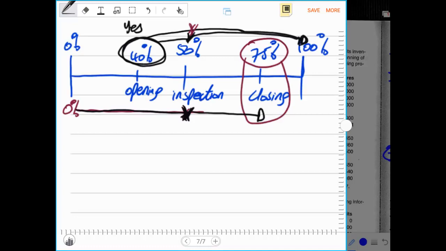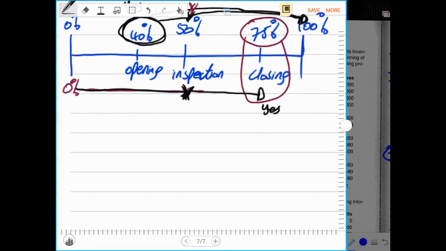Meaning now, opening, yes, will pass the point of inspection. Closing, yes, will pass the point of inspection. And if the answer is yes, they will pass the point of inspection, what do we do? We do nothing. It's only when they do not pass the point of inspection that we deduct. Therefore, now that means inspected units.